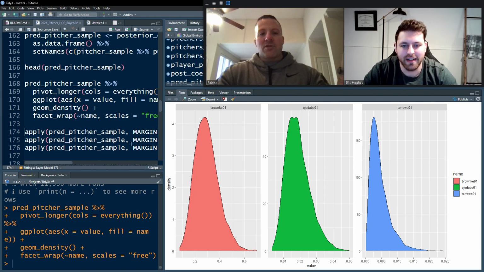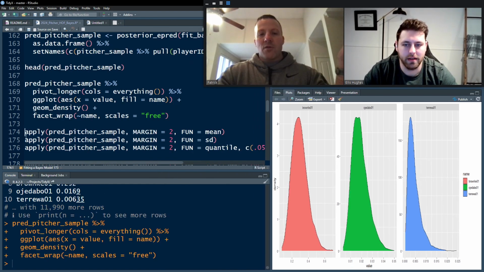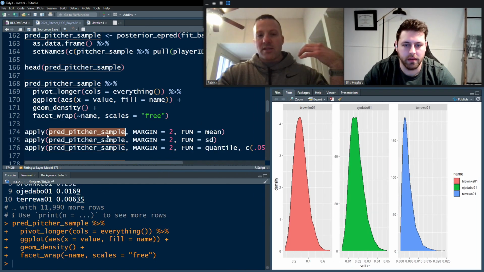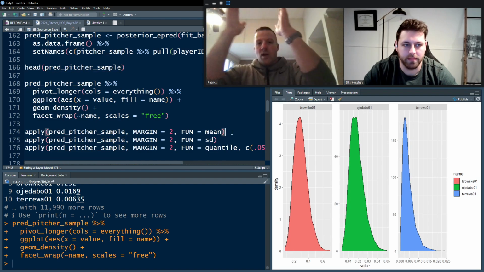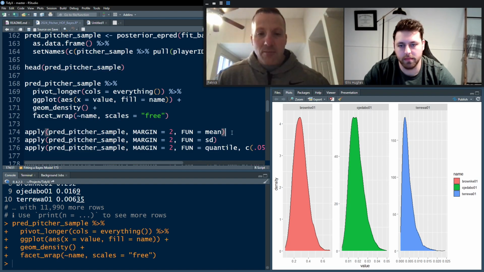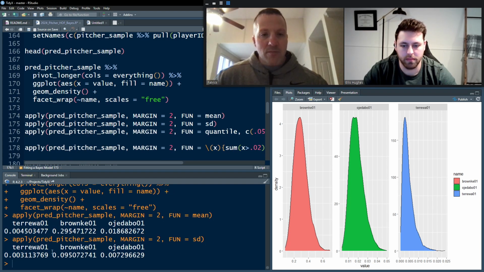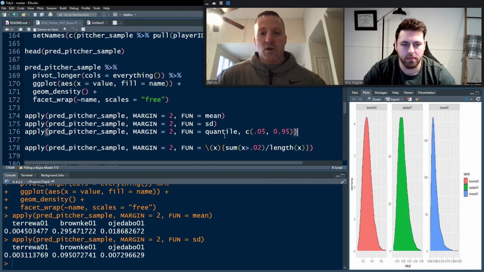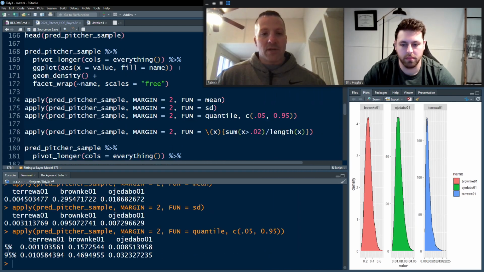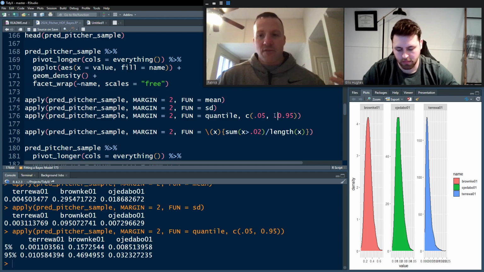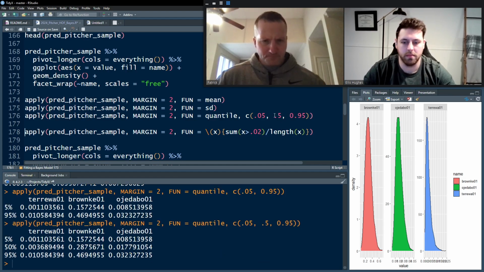The other thing we can do is use the apply function over the original predicted sample, because remember, it's one column per player. We can get the mean probability. We can get the standard deviation of the probability. Within the function there, we can also call quantile with probabilities to get 95% quantile intervals.